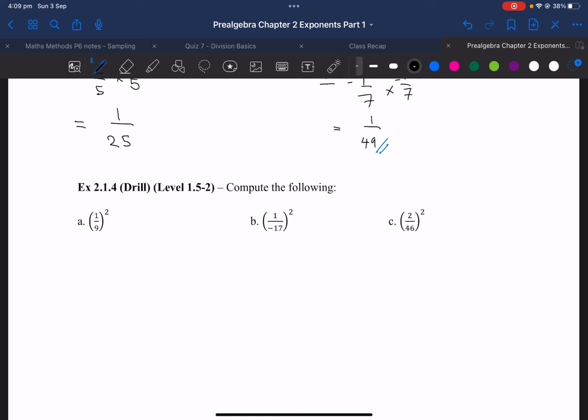Before that, I really recommend you simplify inside as much as you can before you square. Very important for C. But you'll see it when you come to it. So do A, B first, then we'll go to C.